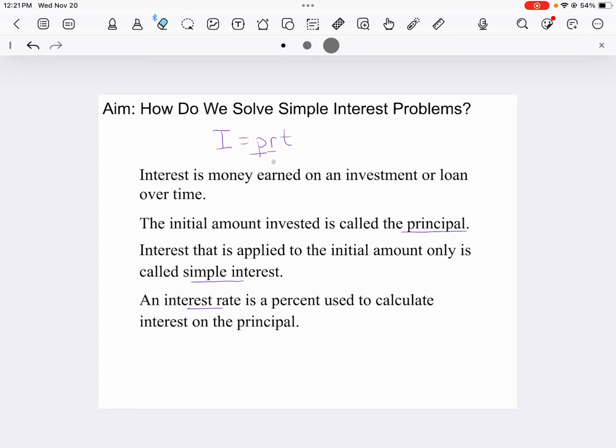So just to talk about and label the key parts of my formula again, the I, that's the interest. P, that's the principal, which is just the starting amount. The R is the rate. Make sure that your rate is in decimal form, even though it's given as a percent. And T is the time.